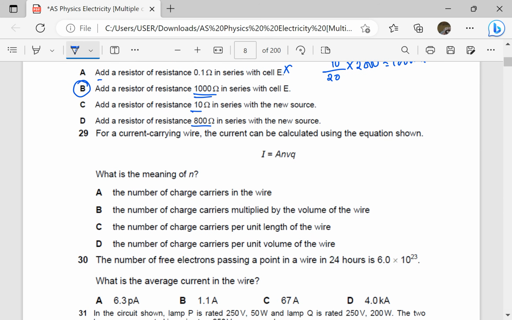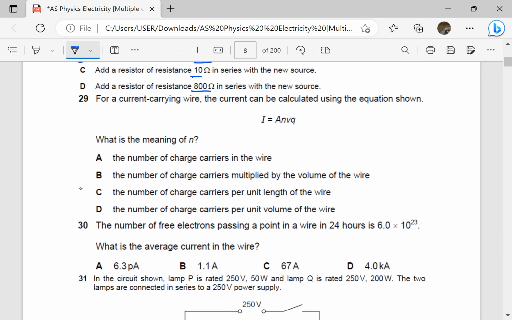For a current carrying wire, the current can be calculated using the equation I is equal to A N V Q. What is the meaning of N? Remember, N is the number density of charge carriers, the number of free electrons per unit volume. So we just look for that. Number of charge carriers per unit volume, the answer is D.